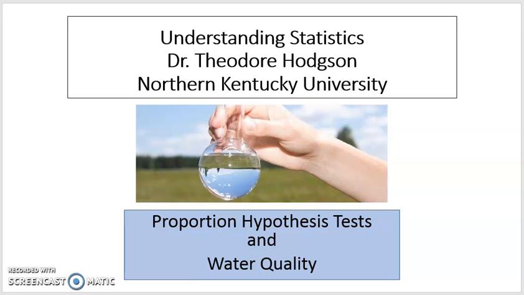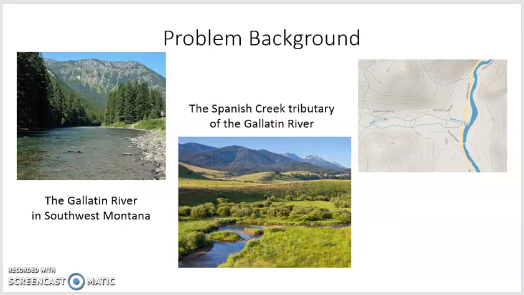Hi everyone. This is our last video on proportion hypothesis tests, and I thought I would again do an example from a real world problem, and that is water quality. We've already done quite a bit with water quality, when we looked at confidence intervals. Again, this problem is drawn from Montana, the Gallatin River. The Spanish Creek, which flows into the Gallatin River, is a potential source of pollution.